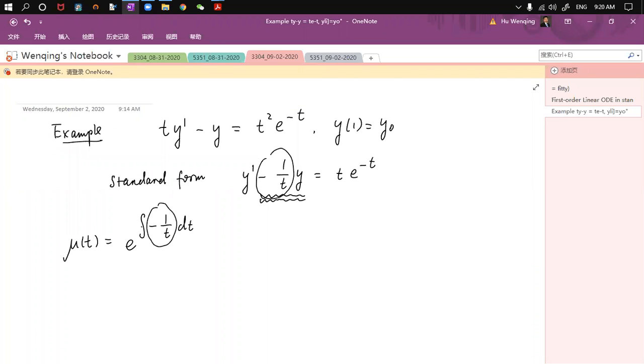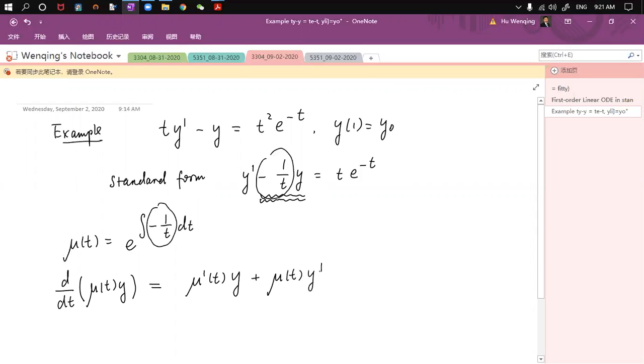Well, let me consider d by dt of the function mu of t multiplied by y. What I'm doing is multiplying this mu of t with the function y and then taking a derivative. What am I going to have? By the product rule, this is mu prime of t multiplied by y, plus mu of t multiplied by y prime. This is just the derivative rule.